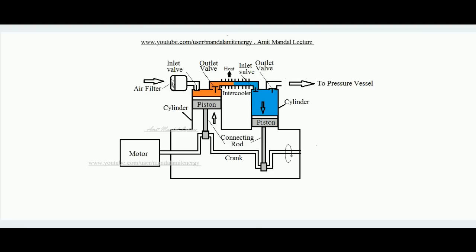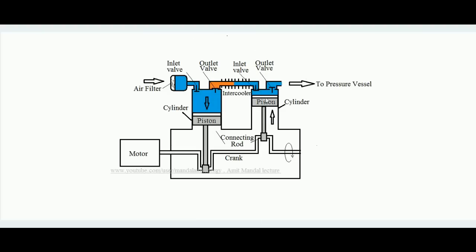Now the further stroke is that this piston rises up. So this high pressure cylinder then further pushes the air which has gone inside it to the pressure vessel. This is how multi-stage compression works. Over here I am showing two stages of compression.